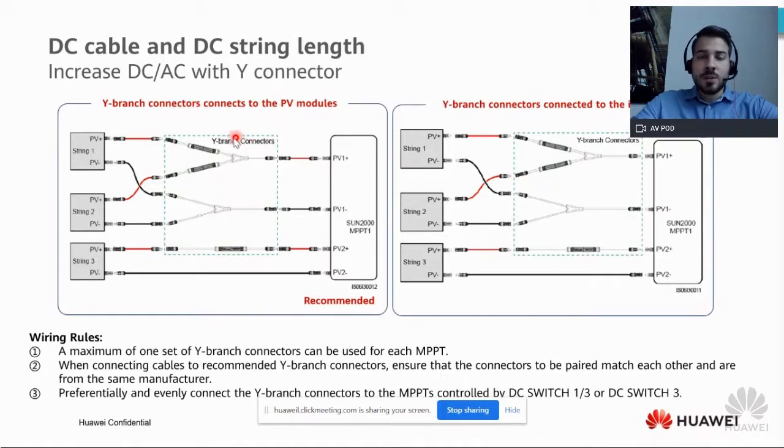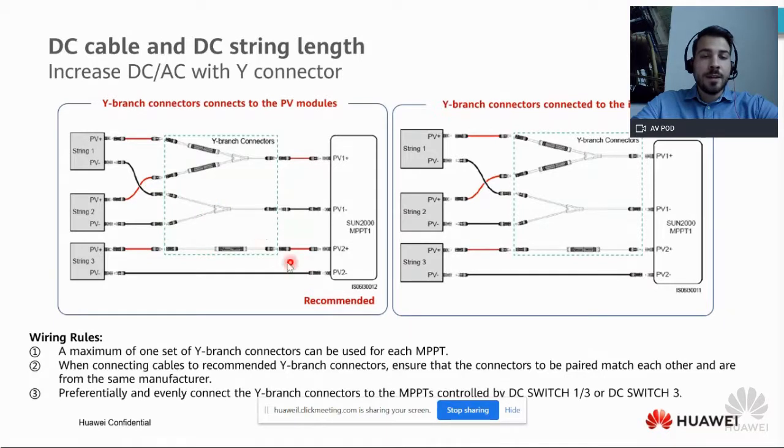And this Y connector comes in a package. Usually, we can also supply it, and it looks like this. There is a positive side, where you have the positive fuses included. This is the Y connector itself, and on the negative side we also have another Y connector without the fuses.